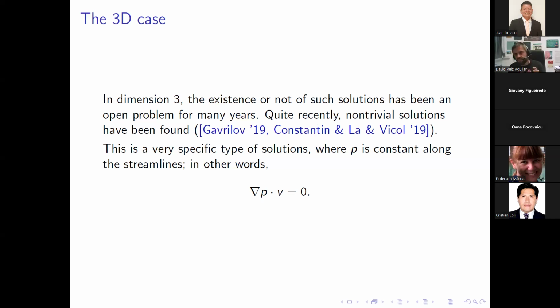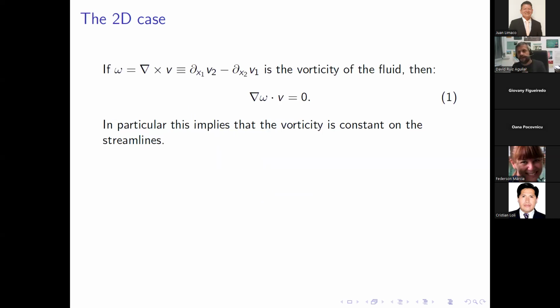The solutions that Gavrilov has found are of a very specific type. It's a set of solutions in which the pressure is constant along the streamlines. The streamlines are the trajectories of the fluid, and the pressure is constant on these lines. Okay, so this is regarding the 3D case, but in my talk here, I'm going to focus on the 2D case, in 2 dimensions. And in 2 dimensions, it is very well known that there are solutions of the steady Euler equations with compact support. Let me explain how we can find them.